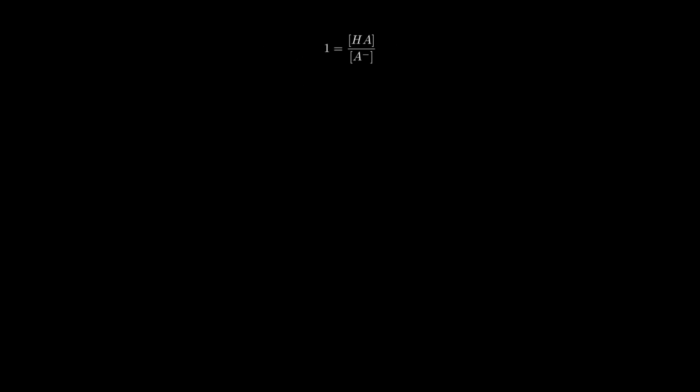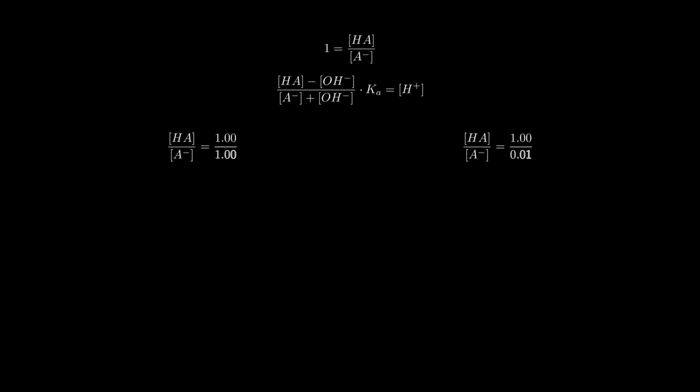The answer is because when the ratio is close to 1, it will change the least when hydroxide is added. Let's set up two examples. On the left side, the ratio is equal to 1, and on the right side, the ratio is equal to 100. Let's add a small amount of hydroxide, around 0.01 molarity, and come to the end result of approximately 0.980, which is reasonably close to 1.